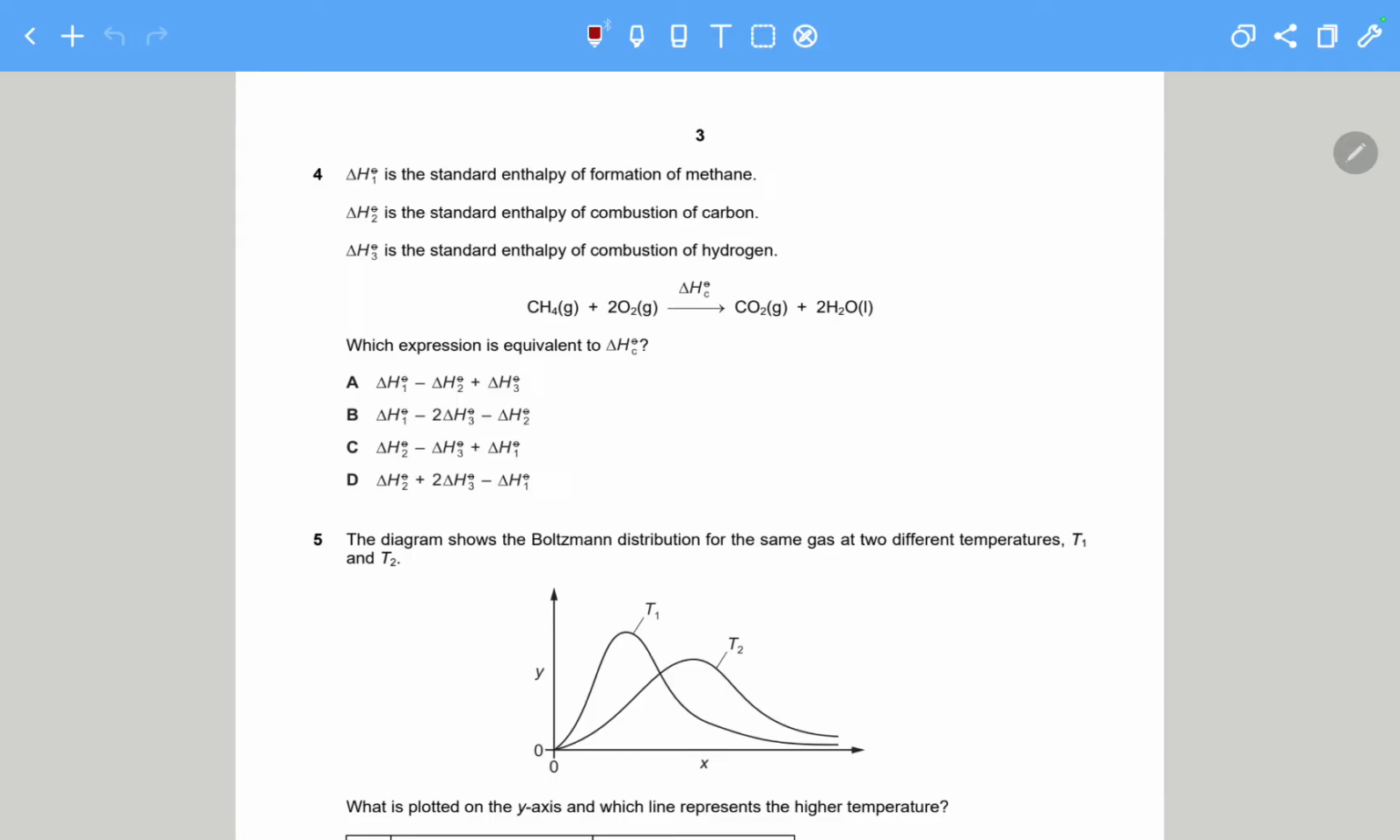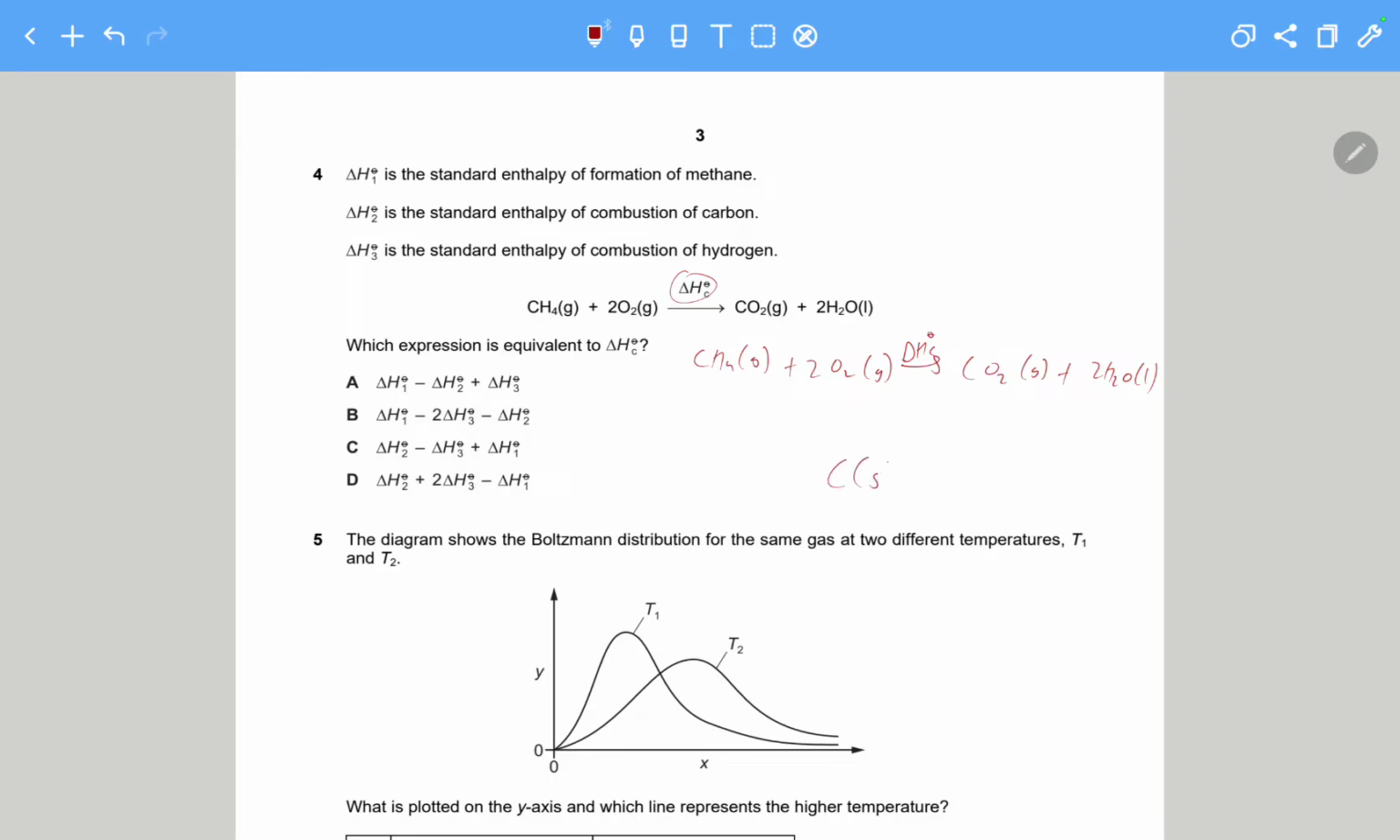Delta H02 is the standard enthalpy of combustion of carbon. Delta H03 is the standard enthalpy of combustion of hydrogen. So, which expression is equivalent to delta H0C, which they have given here? Now, always make a Hess cycle before answering these types of questions because that makes life easier. So, we will write down this equation again. CH4 gas plus 2O2 gas gives CO2 gas plus 2H2O liquid. And this is delta H0C.